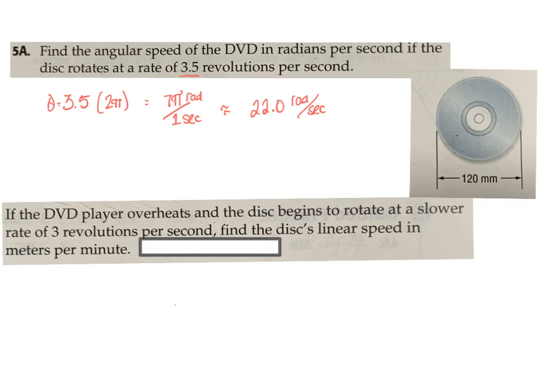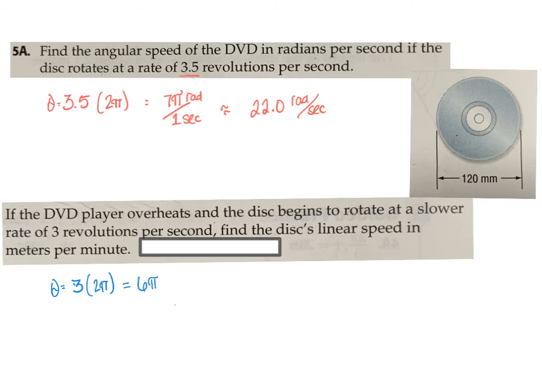All right. If the DVD player overheats and the disc begins to rotate at a slower rate of 3 revolutions per second, find the disc linear speed in meters per minute. So it currently has a revolution of 3 per second. So you are going to take your 3 and multiply it by 2 pi. And that will give you your theta, which is 6 pi.